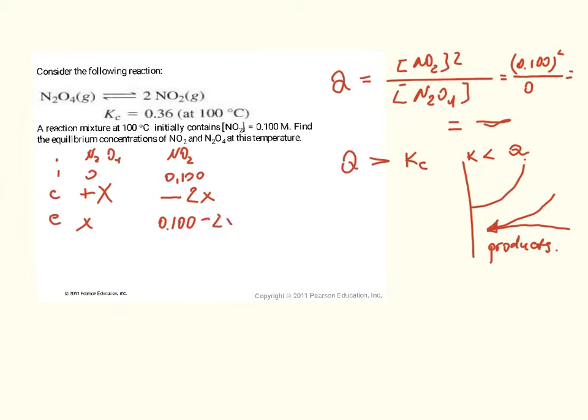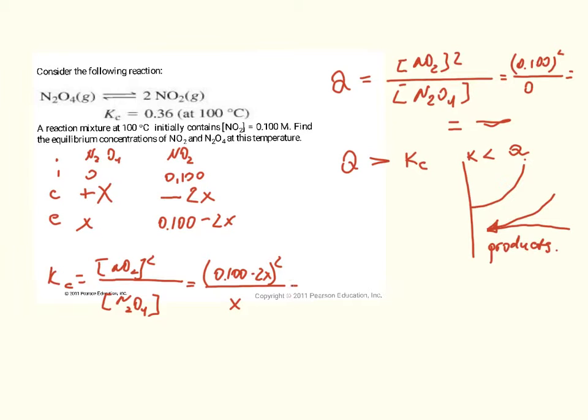0.100 minus 2x. Now, let us set up expression for equilibrium constant, and it's NO2 squared over N2O4 equal 0.100 minus 2x squared over x, and this all is equal to 0.36. Now we need to solve this equation for x.